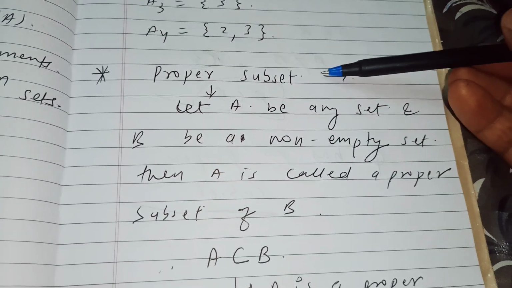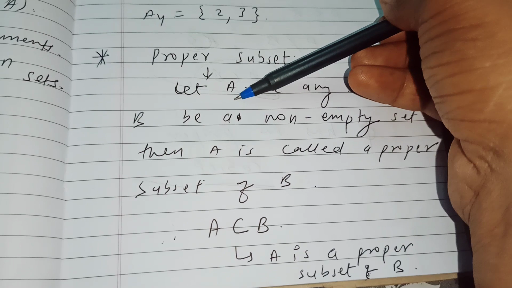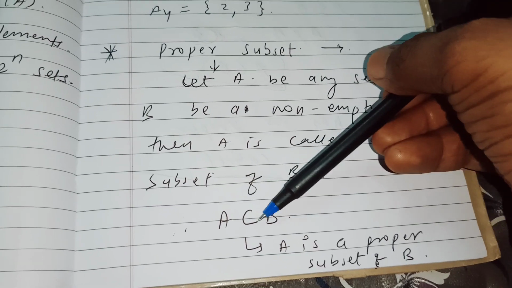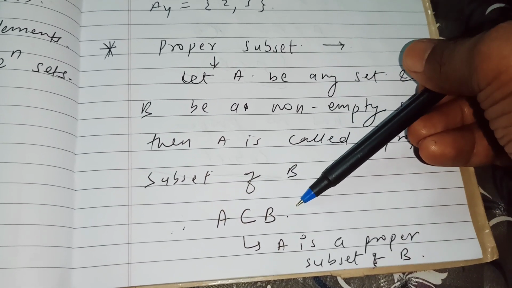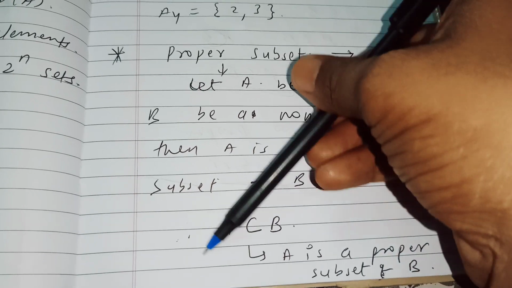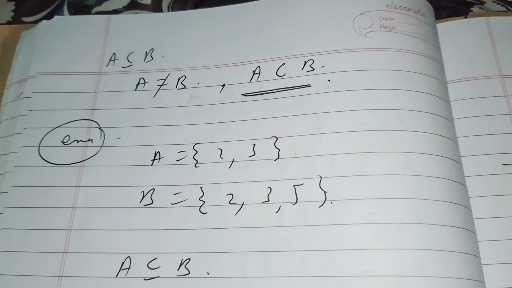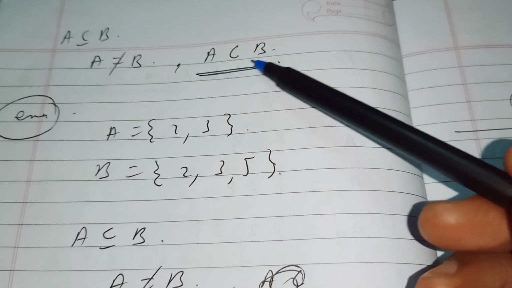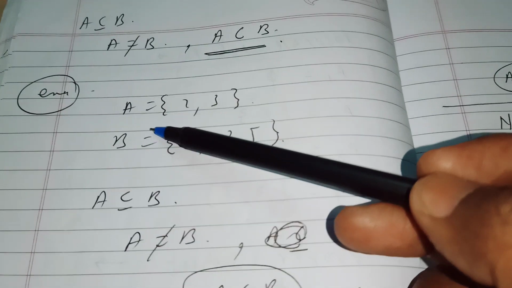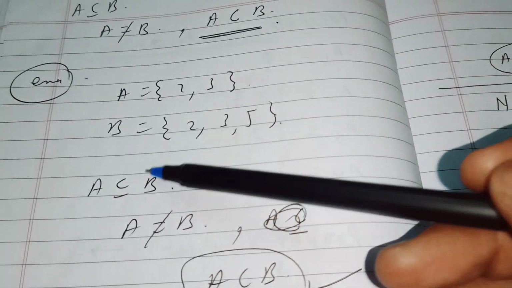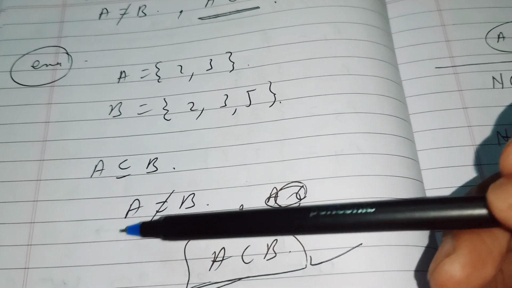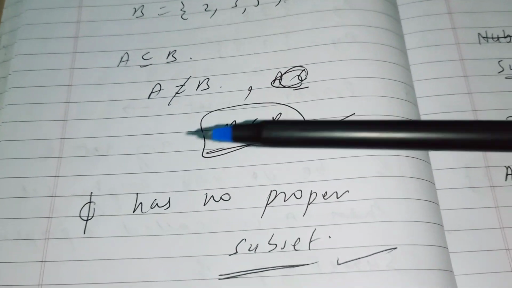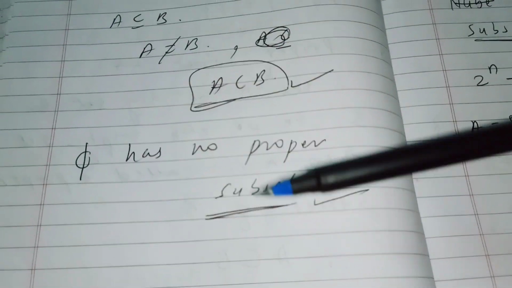Okay, and what is a proper subset? Let A be any set and B be a non-empty set. Then A is called a proper subset of B, and we read it this way: A is a subset of B and A is not equal to B. For example, A is equal to {2, 3} and B is equal to {2, 3, 5}, so A is a subset of B but A is not equal to B. So A is a proper subset of B. And the empty set has no proper subset, so please remember this thing.